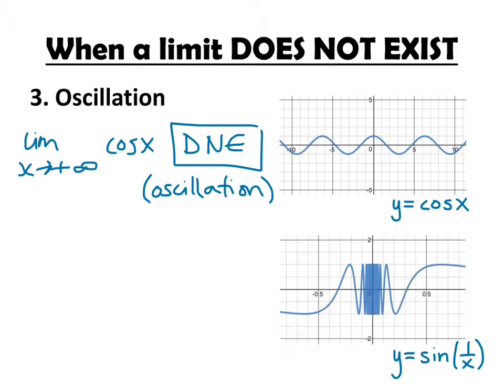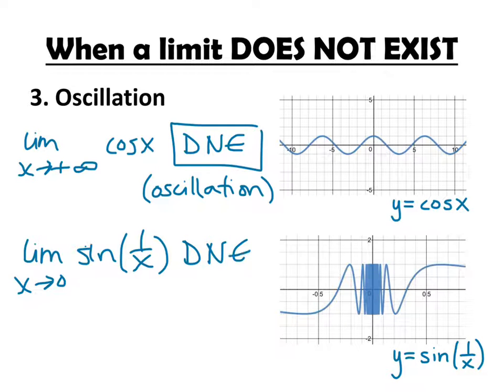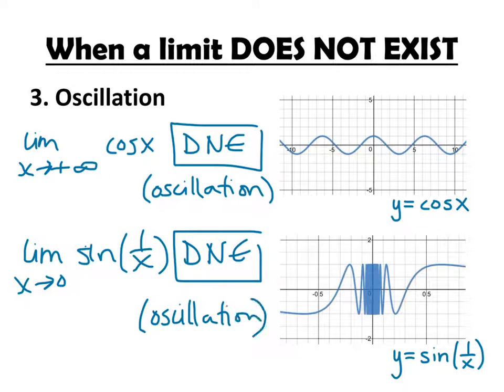Similarly, the graph y equals sine 1 over x oscillates as x approaches 0. So if we write the limit as x approaches 0 of sine 1 over x, we would also say that does not exist, due to oscillation, yet this graph oscillates in a much more erratic way.